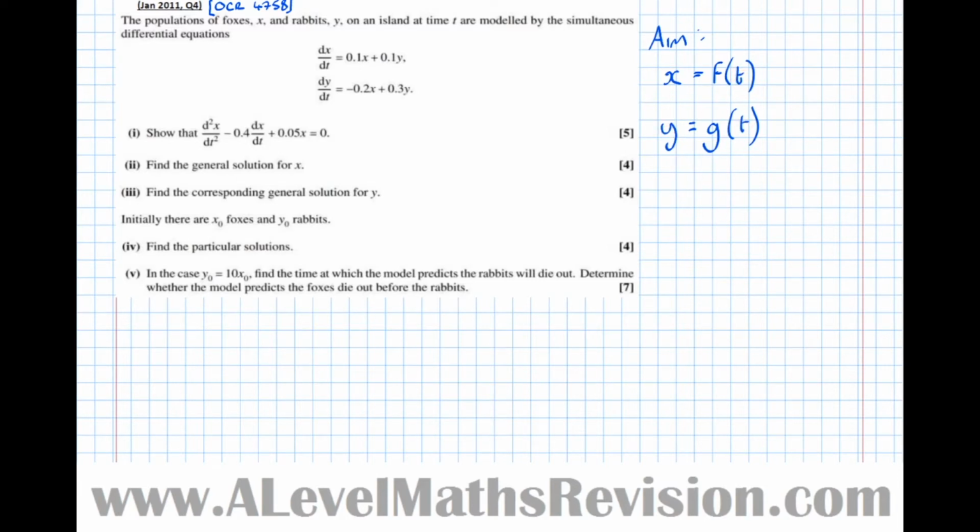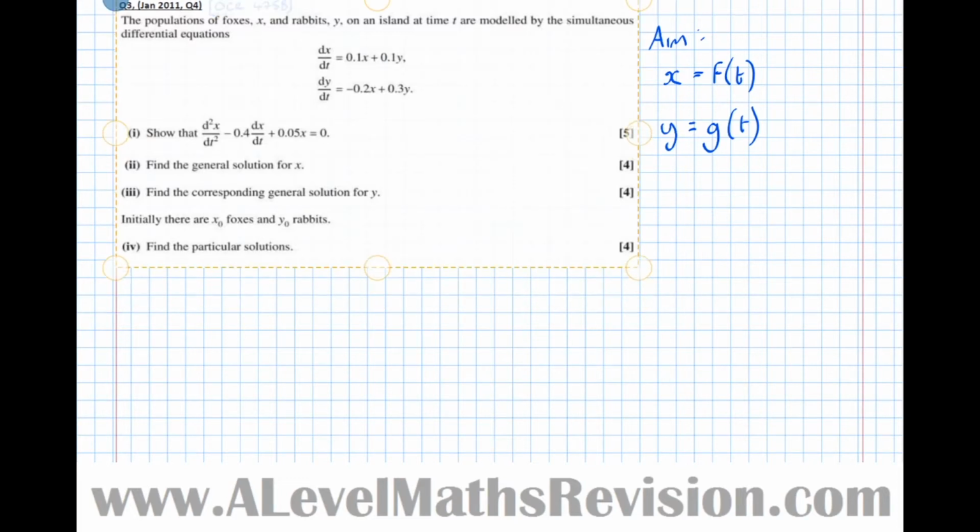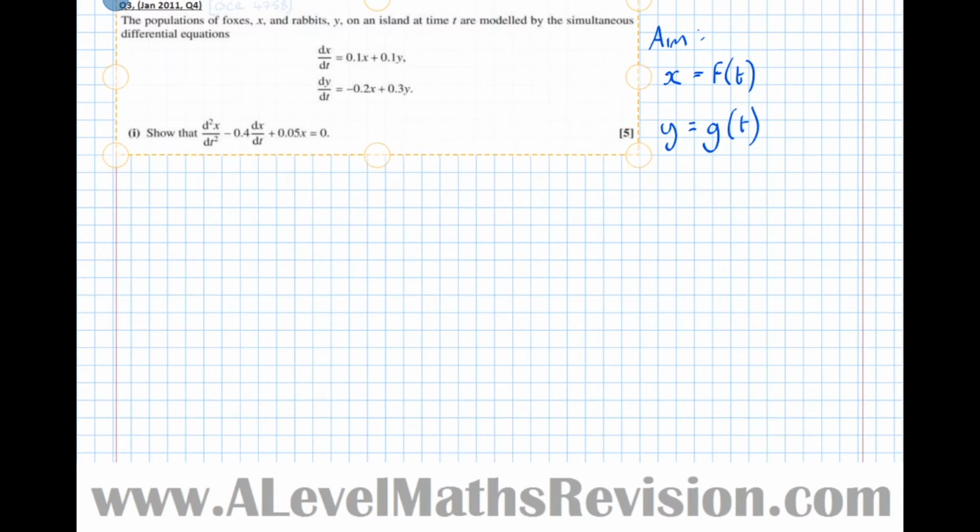So really what we're trying to do is decouple these equations to get x equals f of t, y equals g of t. So that's the purpose of this question. So I'm going to cut back this question a little bit, and I'm only going to look at the part that we're doing. So we'll concentrate on part one for now. It says, show that d2x by dt squared minus 0.4 dx by dt plus 0.05x equals 0.